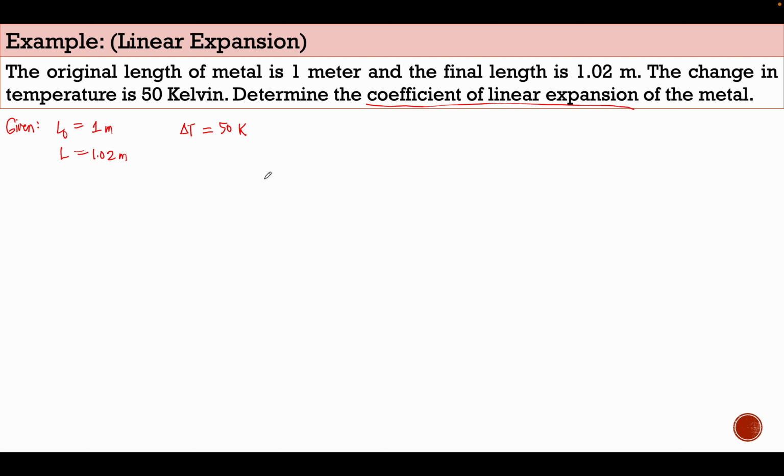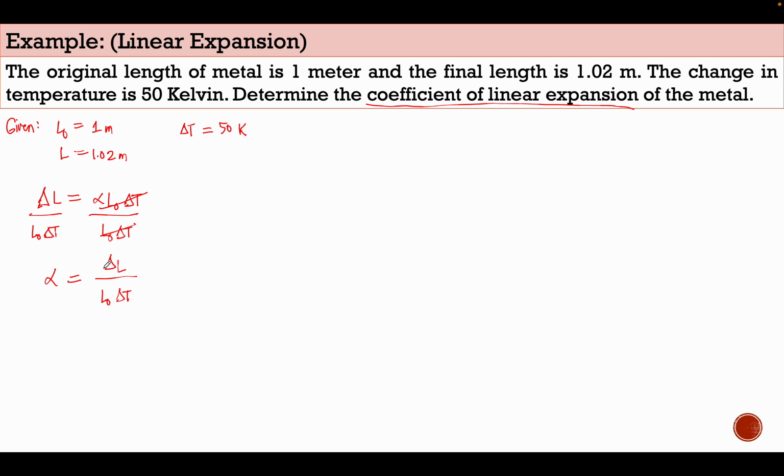Now, which one is the coefficient of linear expansion? It is alpha. Going back to writing the formula for linear expansion, we have delta L is equal to alpha times L sub O times delta T. So we are asked to solve for alpha. What we will do is divide both sides by L sub O times delta T so that it cancels out. And then we have alpha is now equal to delta L divided by L sub O times delta T.